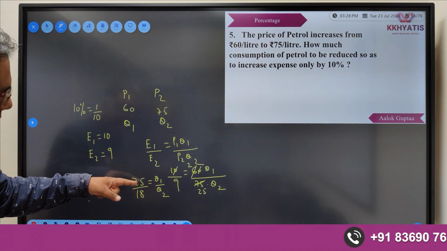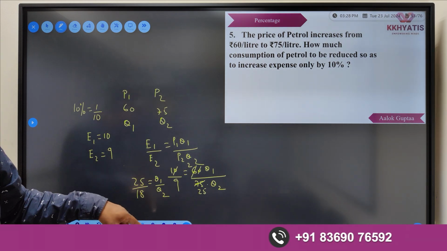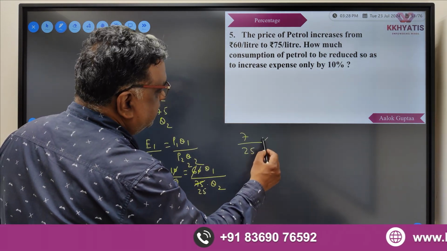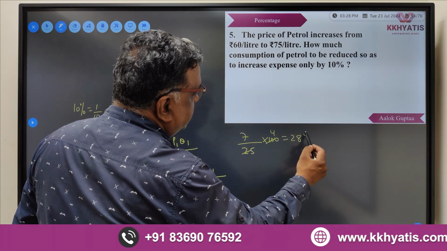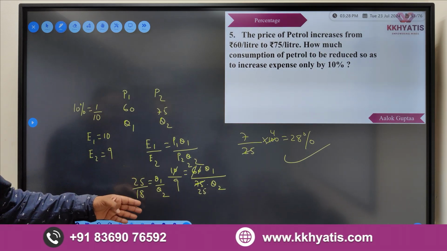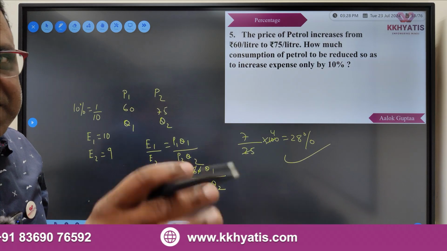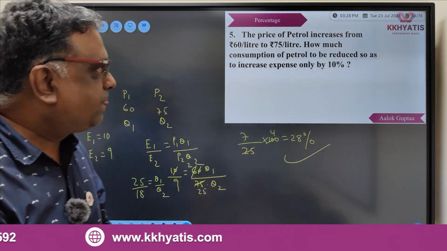Which means earlier my consumption was 25, now it became 18. So it reduced by 7, over 25 into 100. So my consumption has to reduce by 28%. Clear? Reduction is 7 over earlier, which is 25, into 100. Percentage increase, percentage decrease, we have learnt in our concept video how to calculate.